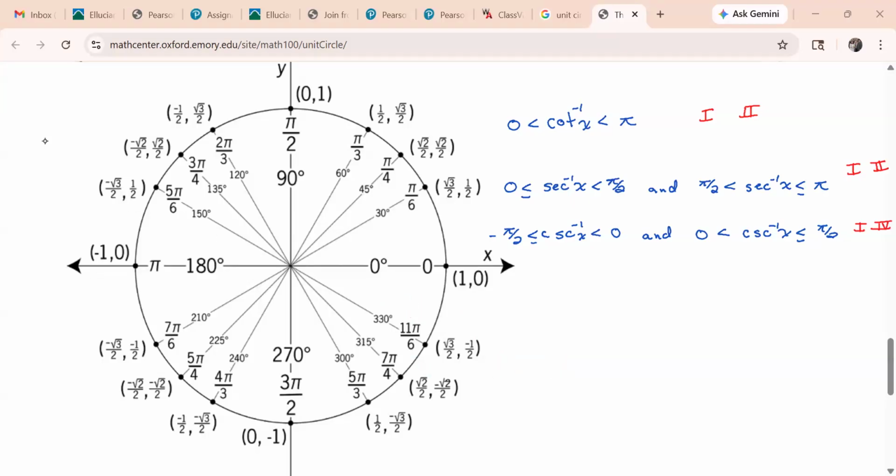We're looking in quadrant 2. So if we go here, cotangent of 2 pi over 3 is going to be square root of 3 over 2 divided by negative 1 over 2 divided by square root of 3 over 2. So you end up with a negative 1 over square root of 3, which is not quite what I needed. Let me put it back here again because I erased it.